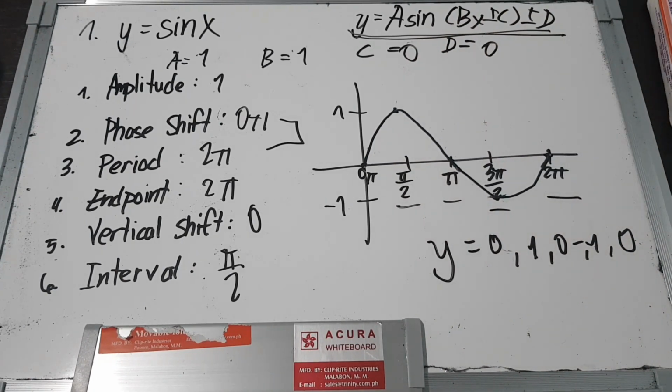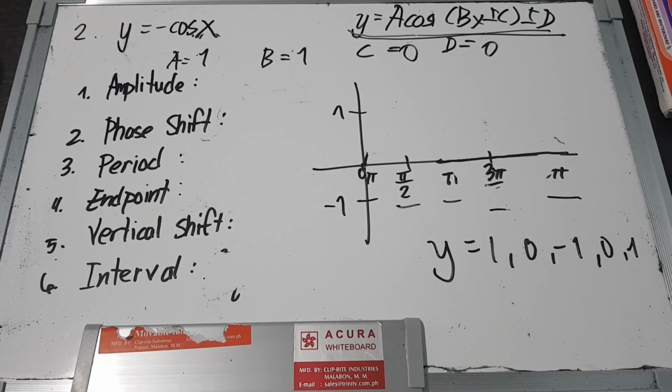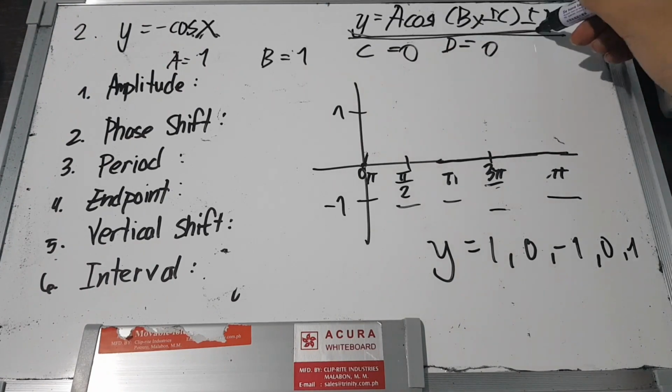And there we have it. We have the graph of y equals sine x. Next example is y equals negative cosine x. Since this is cosine, we would follow this equation.